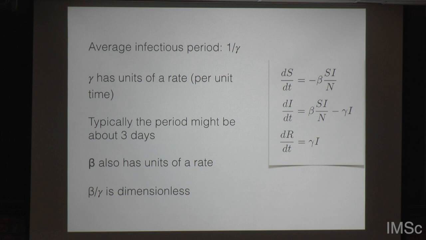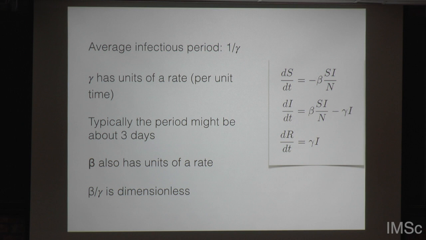Therefore, you cannot have beta and gamma appearing separately. The only way they can appear is beta divided by gamma. So that's an interesting and remarkable insight about these equations. There are three equations that I wrote down, thinking in the very simple way about compartmental models, but there is only one variable that characterizes the behavior of these equations, and that is a dimensionless quantity, beta divided by gamma. Okay?